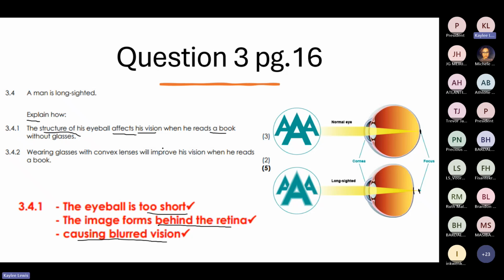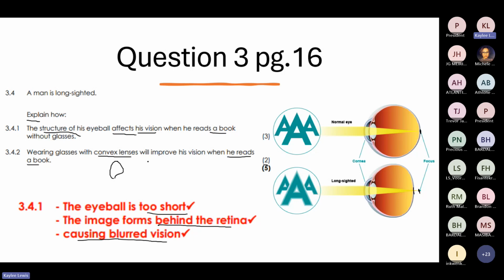So this says, explain how wearing glasses with convex lenses will improve his vision when he reads a book. And that's for 2 marks. So how do convex lenses improve his vision? Remember, convex means it bulges outwards.